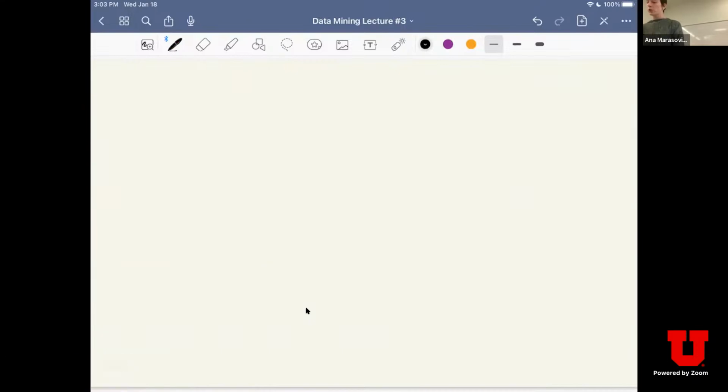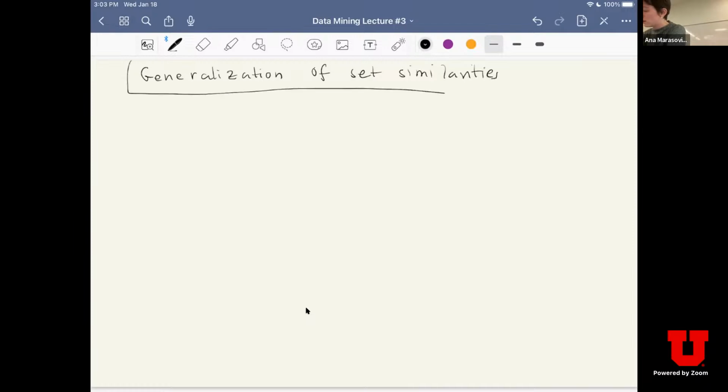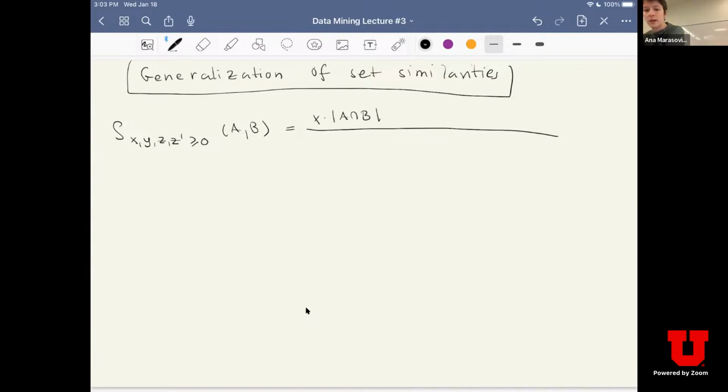Okay, so this is not the only measure we can use, and there is actually a whole family of them. We can use a generalization of set similarities. There is a formula for this. The formula goes like this. We have parameters x, y, z, and z prime, and they are all larger or equal to 0. When we take the similarity of A and B, it is equal to x times the cardinality of the intersection plus y times the cardinality of the complement of A union B.